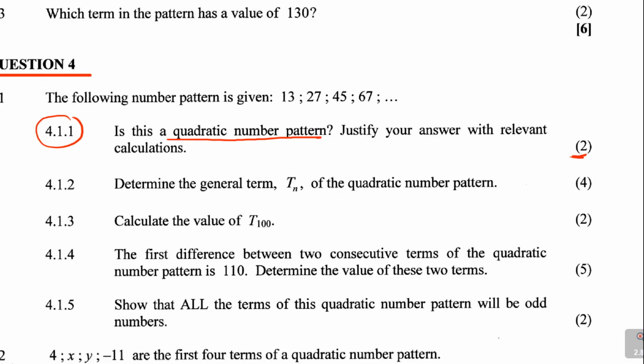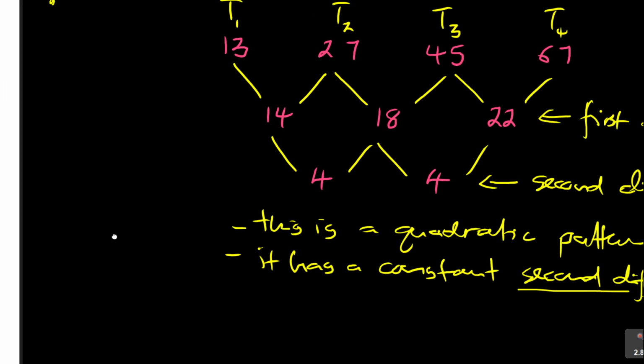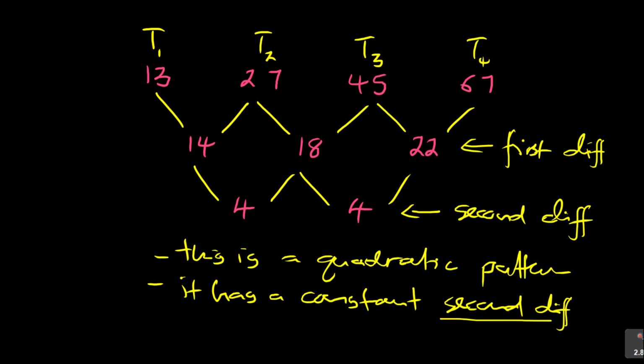4.2 says I need to determine the general term Tn of the quadratic pattern. You need to be very familiar with this. So what do you do when you're given this pattern? You need to know that this number, what you have is 2a, and then in this line what you have is 3a plus b. You need to know that what you have in the first one is a plus b plus c.